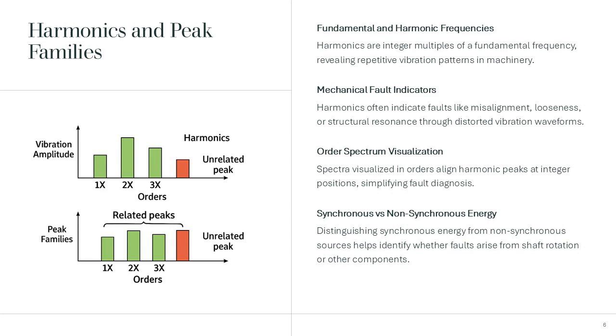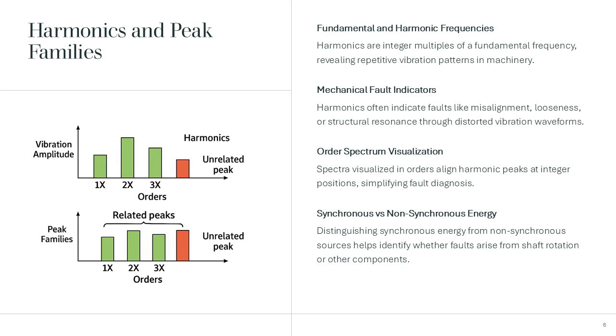Let's look at the top plot: harmonics in an order spectrum. The x-axis is in orders, normalized to shaft speed, and the y-axis is vibration amplitude. What it shows is: 1x, or 1 order, means shaft running speed, the fundamental; 2x and 3x are harmonics, integer multiples of 1x. Green peaks form a harmonic family. The red peak is unrelated, non-harmonic. This pattern occurs in real machines when vibration is repetitive, distorted, and non-sinusoidal. Common real-world causes include, but are not limited to, misalignment, mechanical looseness, shaft rub, and structural resonance.